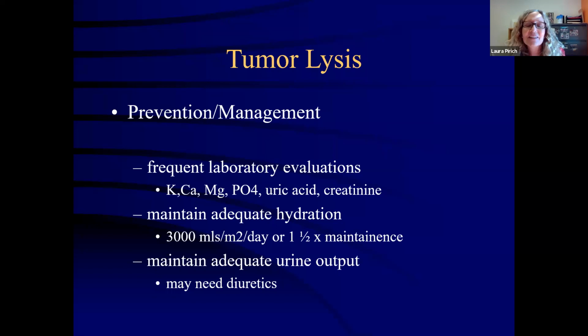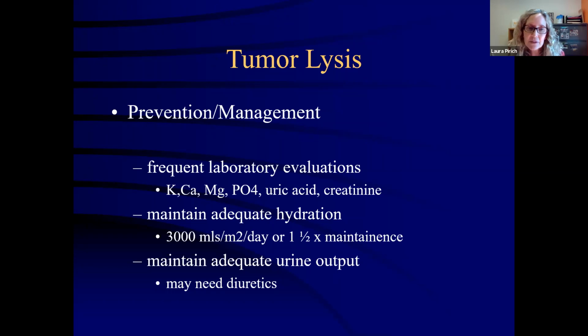Correct. Thank you. So we are going to usually give D5 half normal saline. We don't want to give any potassium until we see what direction the potassium is going to go in. And we used to alkalinize fluids with patients with leukemia, but now we found that you get into more trouble with calcium phosphorus issues with alkalinization, and it doesn't really help that much with the uric acid issue.